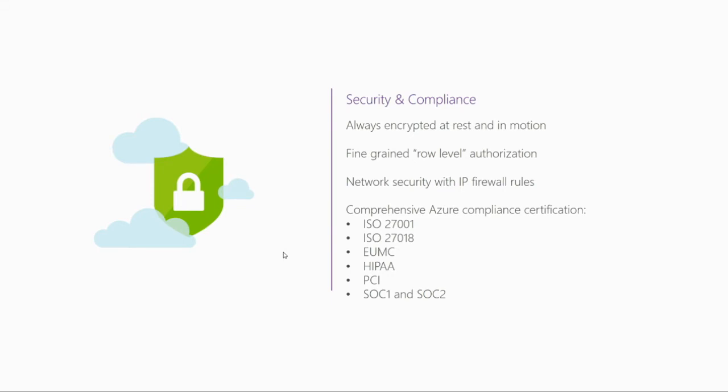Some of the features we provide are that we're always encrypted at rest as well as in motion. We have fine-grained row-level authentication through users and permissions. And we have a comprehensive list of compliance certifications we've already achieved, which are ISO 27001, ISO 27018, the EUMC, which are the European Union model clauses, HIPAA, PCI for credit card information, SOC 1, and SOC Type 2. And this is an ever-growing list. We're constantly working on growing this list further and further.